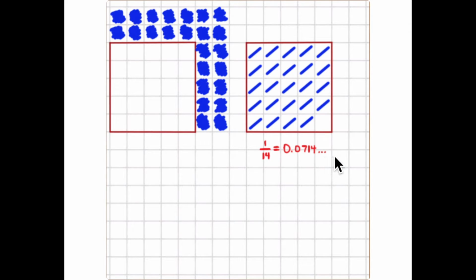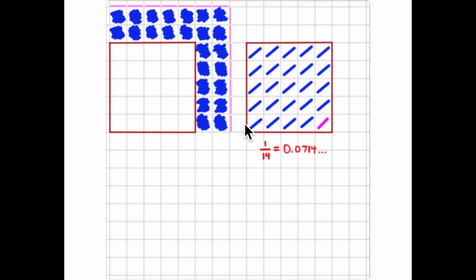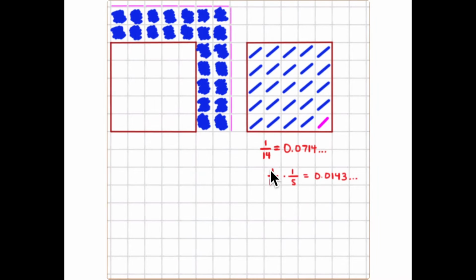0.0714, and this number keeps going on forever and ever. So here they are. And so that means that this length along this square is 1/14 of this square. Now remember, this square is 1/5 of 1 unit. So this is 1 unit along this edge, or along this side, and this square is 1/5 of that. So this length right here is actually 1/14 of 1/5 of this unit length right here.